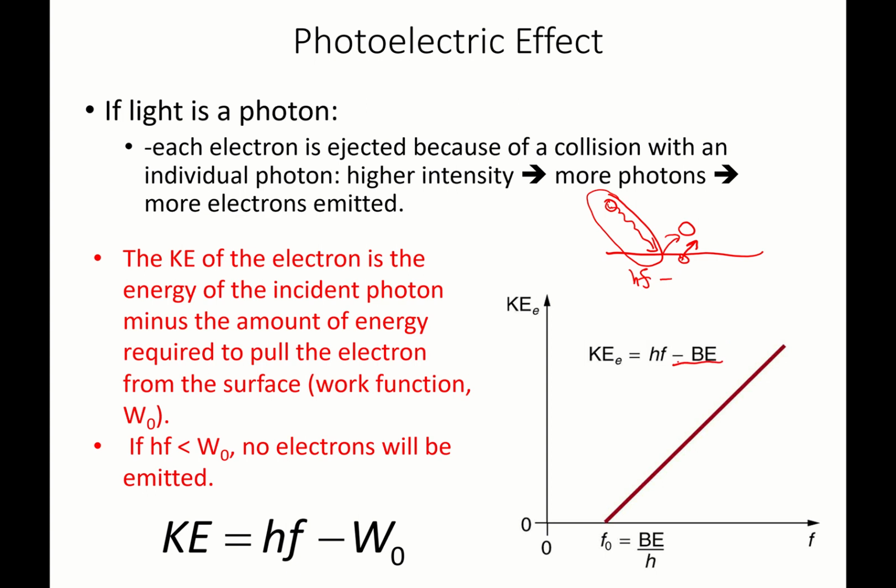And we call that the binding energy, BE, or sometimes it's called the work function, W0. So the kinetic energy of the electron is the energy of the incident photon minus the energy required to pull the electron from the surface. And so if the energy of the light is less than the energy that you need to pull the electron out of the surface, you're not going to be able to pull out any electrons from the surface, and so there won't be any electrons emitted.